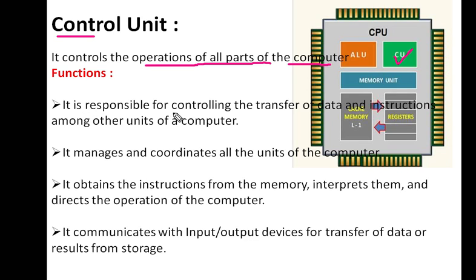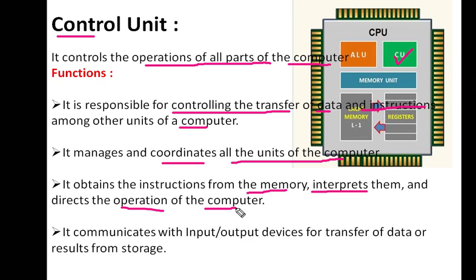It is responsible for controlling the transfer of data and instructions among other units of a computer. So transfer of data from one unit to another unit, and instructions among other units of the computer. It manages and coordinates all the units of the computer. All the units. It will act as a team leader. The control unit obtains the instructions from the memory, interprets them, and directs the operation of the computer.